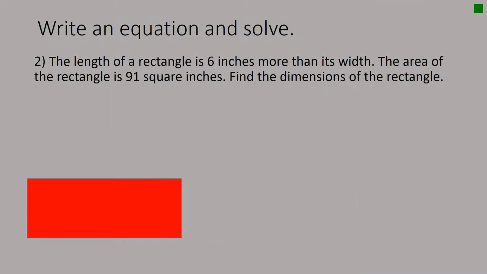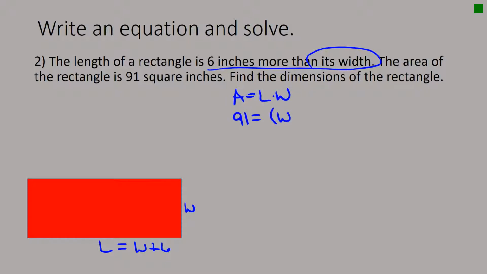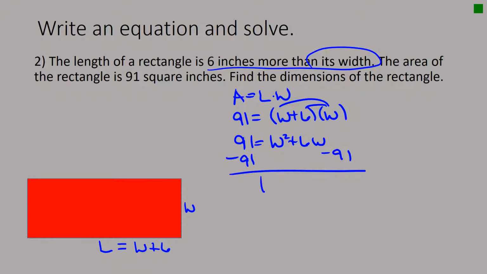All right, the length of a rectangle, so here's my length, here's my width. It says the length is 6 inches more than the width. So whatever the width is, I'm going to add 6 inches. So my area is length times width. 91 is going to equal the length, which is w plus 6, times w. I'm going to distribute: w squared plus 6w. I'm going to subtract 91 so I can move it over to this side. W squared plus 6w minus 91 equals 0.